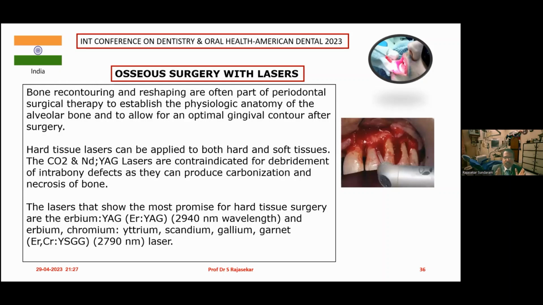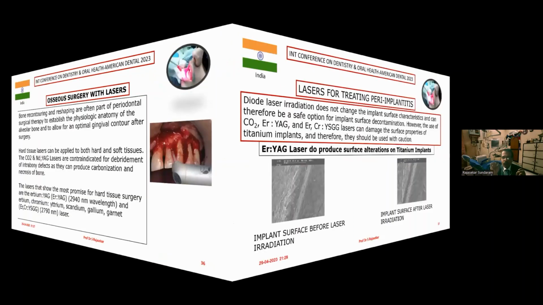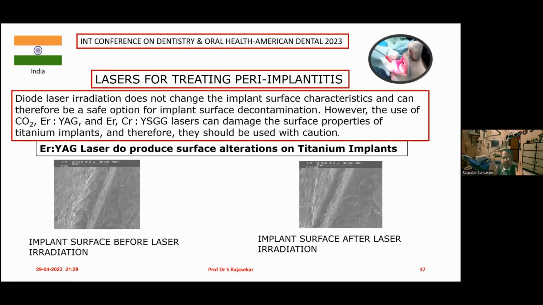So osseous surgery has to be performed with a lot of caution because we are removing bone or reshaping the bone. Nd:YAG laser and erbium YAG laser have been very much used for osseous reshaping. Erbium YAG at 2940 nm wavelength or erbium, chromium, yttrium, scandium, gallium, garnet lasers at 2790 nm wavelength are very, very useful for osseous recontouring. Osseous recontouring is always a part of periodontal procedures because we have to create a physiologic bone contour so that the overlying gingiva will also follow that physiologic contour and recurrence of pockets is prevented.